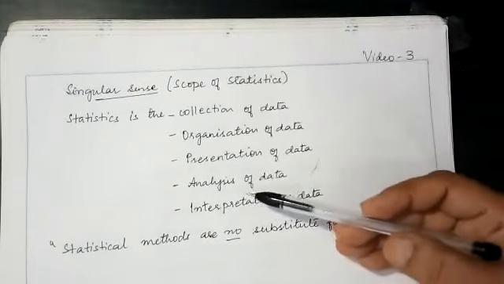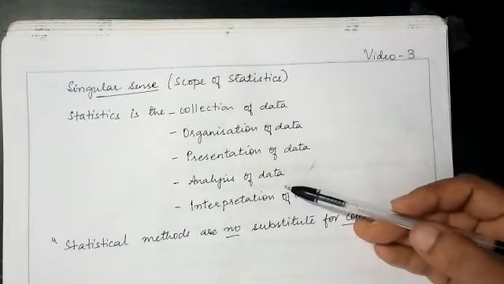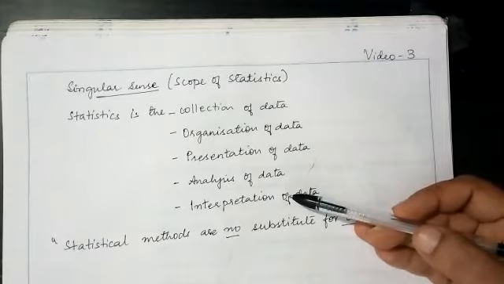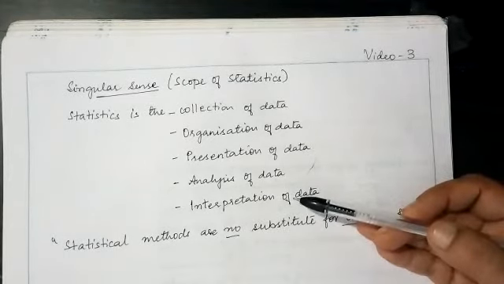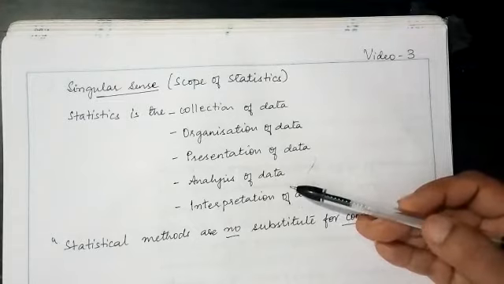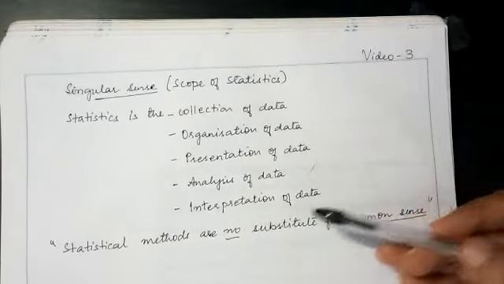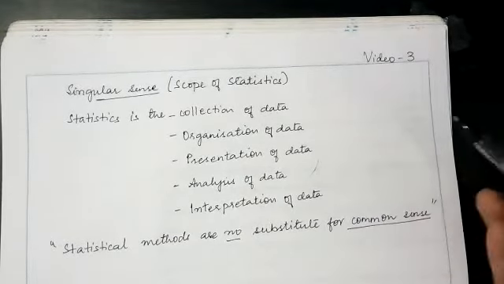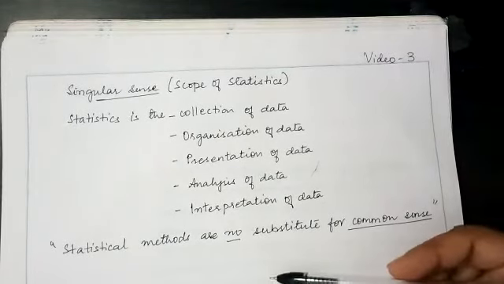Then the fourth one is the analysis of data. Analysis is done with the help of simple mathematical techniques, which include measures of central tendency. You must have learnt in your previous classes about mean, median, and mode. Then measures of dispersion, correlation, regression, etc., which we are going to learn in the chapters to come.